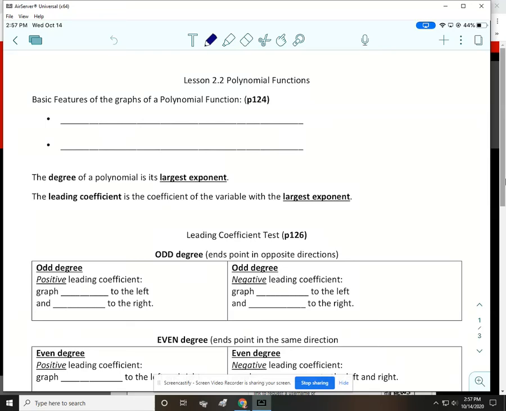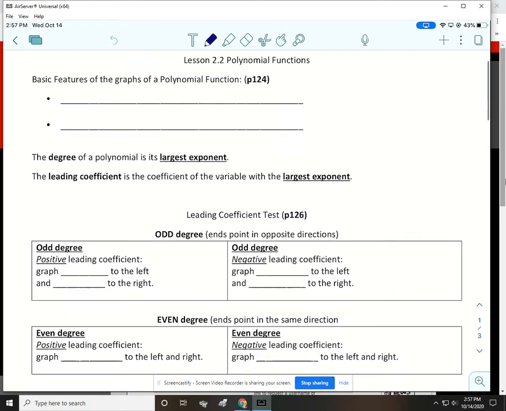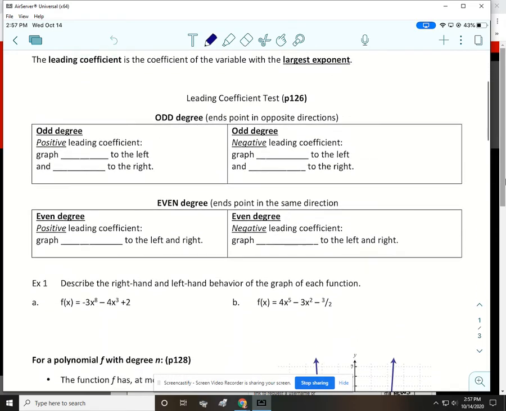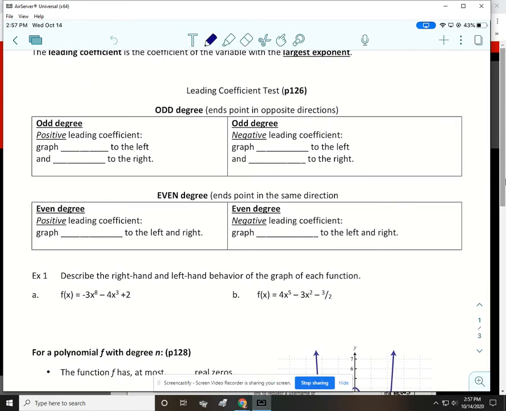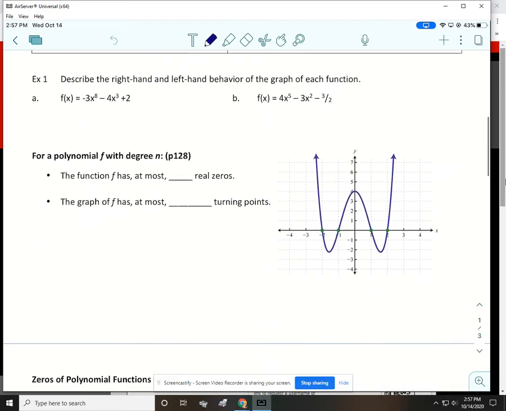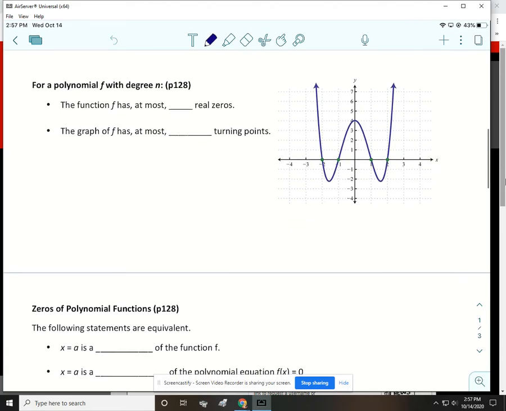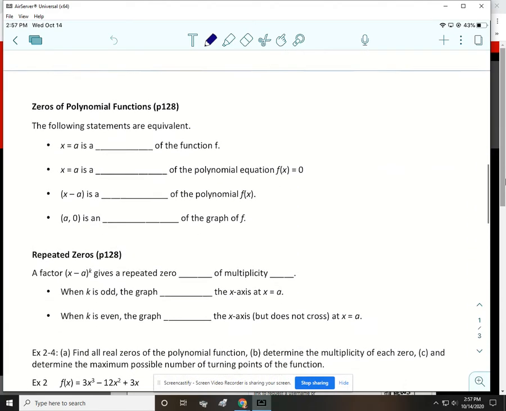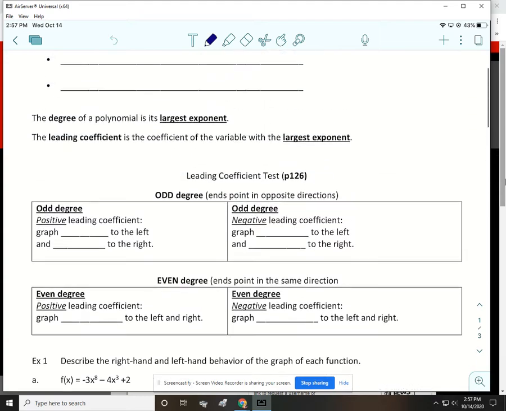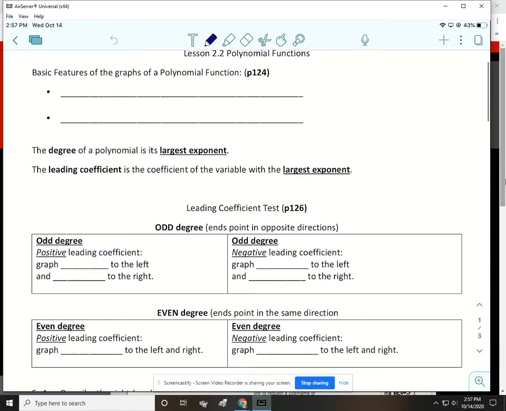Right, so if you haven't already, go to these pages in the book and fill in the blanks. The pages are page 124 for the first couple of blanks, page 126 for the blanks that are in the table. I'm going to do example 1 with you all in just a second, and then the rest of the blanks come from page 128. All right, so if you haven't done that yet, pause the video and do those problems, please.